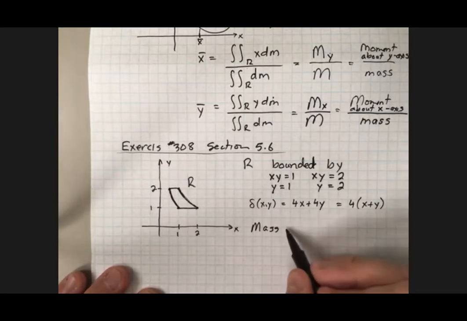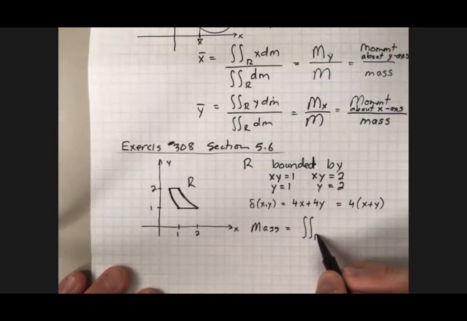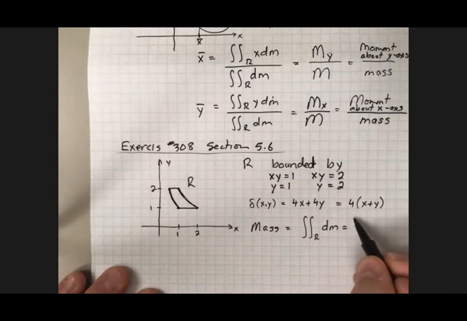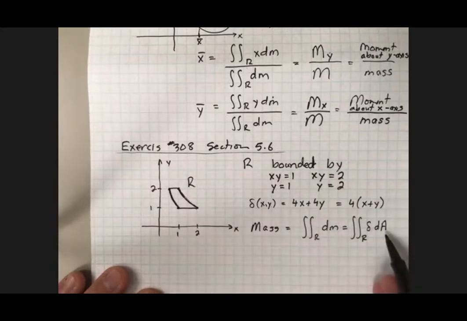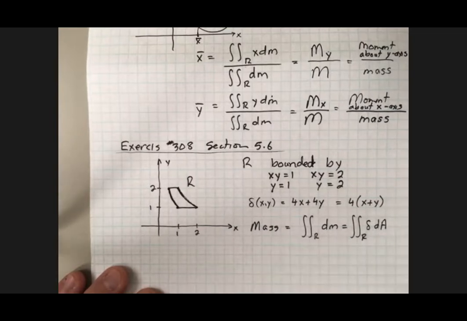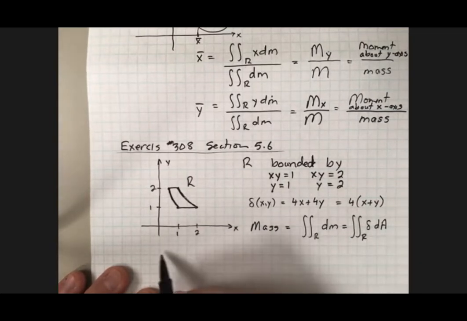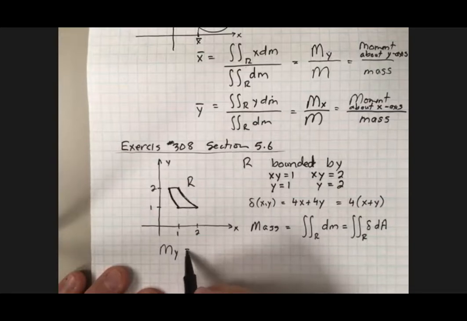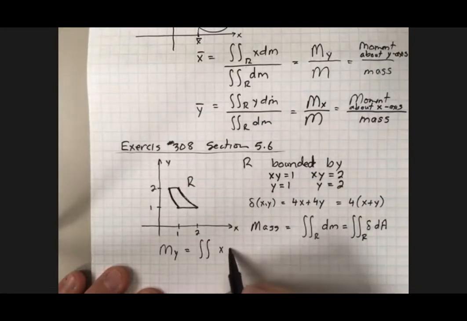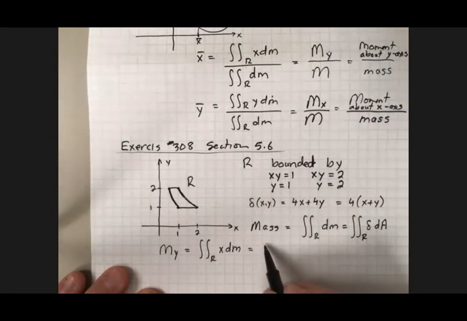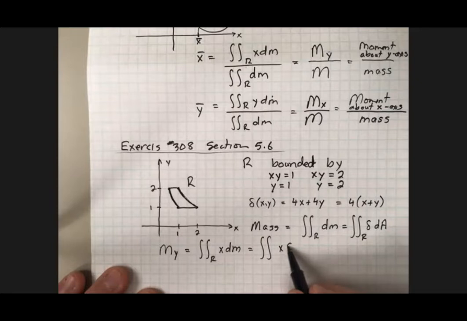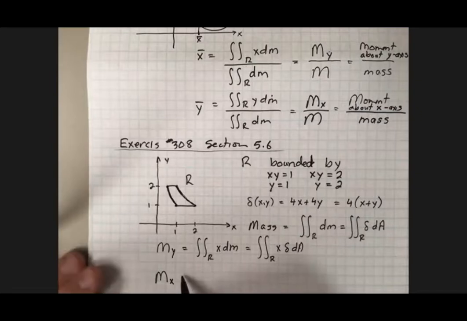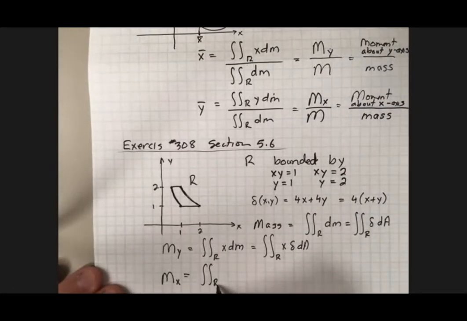Mass is the integral over the region of dm, which is the integral over the region of delta dA. I'm going to describe this object with respect to the coordinate system I choose, and I'm going to insert that delta. And then I'm going to work out the moment about the y-axis, which I said I wouldn't use that language, but I'll just say x dm, which is inserting an x delta dA, and the moment about the x-axis, which is what happens when I insert y.